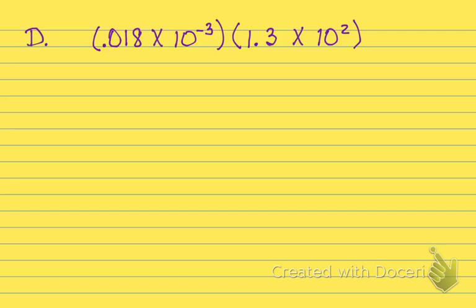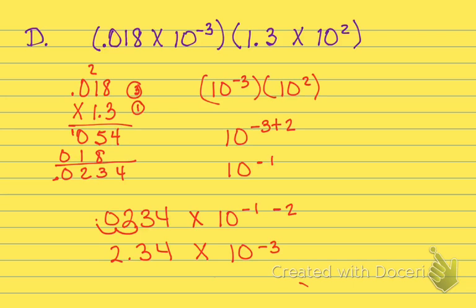All right, example D. Try this one on your own. Pause the video and see if you got it right. Okay, so we multiply here 0.018 times 1.3. When you multiply with decimals, remember, you multiply like normal, ignore the decimals, then you count how many places. We had 1, 2, 3, and 1. So we have to move our final one over 4. So 1, 2, 3, 4. So our final answer is the decimal 0.234.